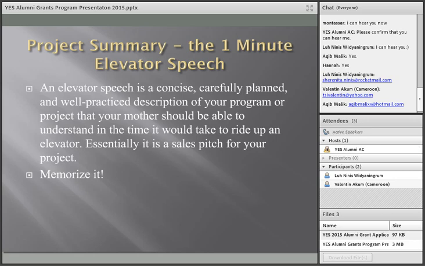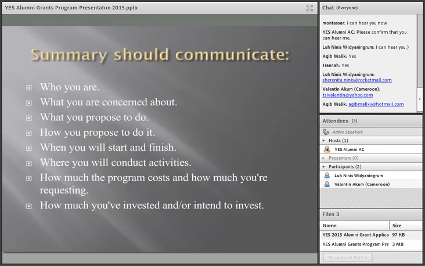Now, I think you may have heard of something called an elevator speech. An elevator speech is a concise, planned, practiced description of your program and project, and your mother should be able to understand it in the time it takes for you to ride an elevator. So it's a sales pitch. And in many ways, the project summary is quite like a sales pitch. It's a good idea to write it as a sales pitch and memorize it even, so when people say, hey, what's your project about? you'll be able to tell them in a minute.